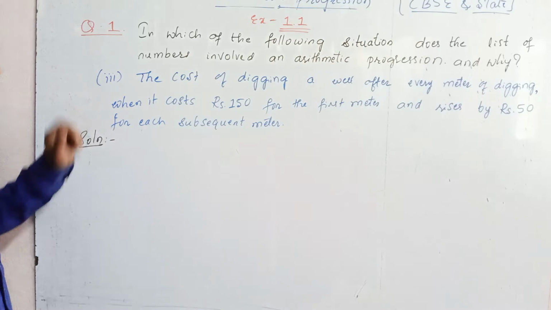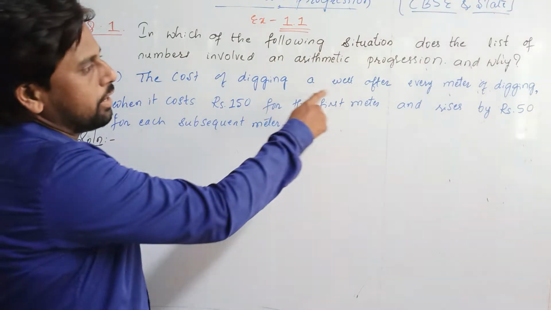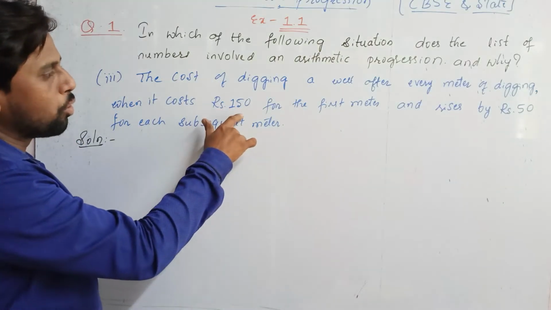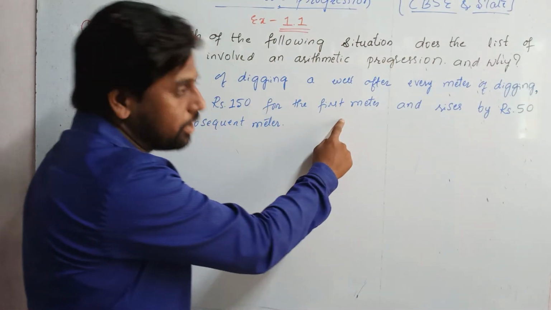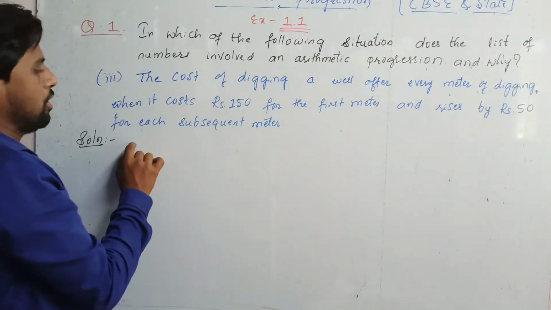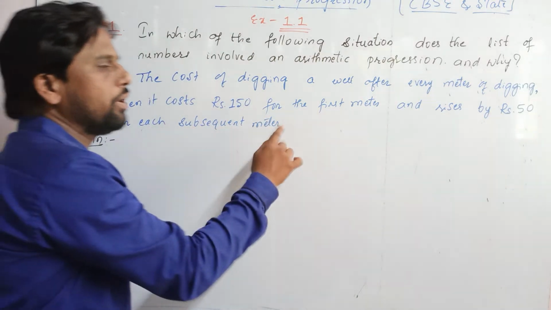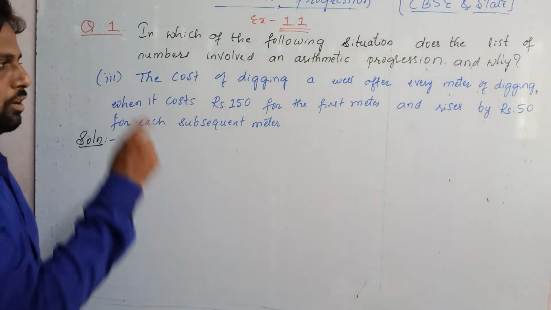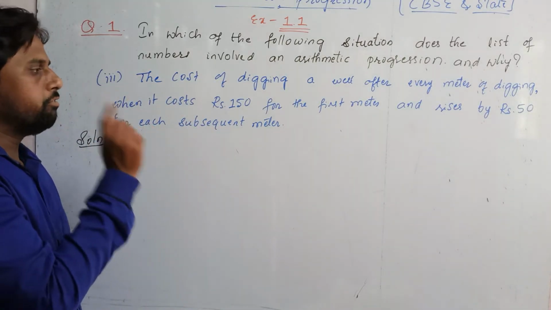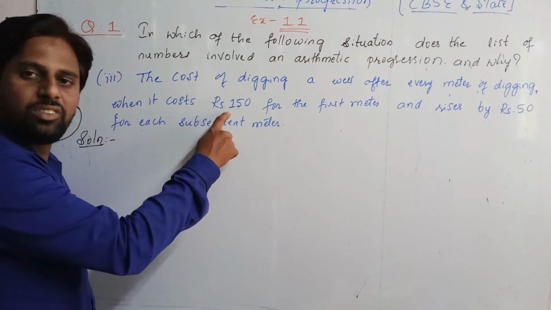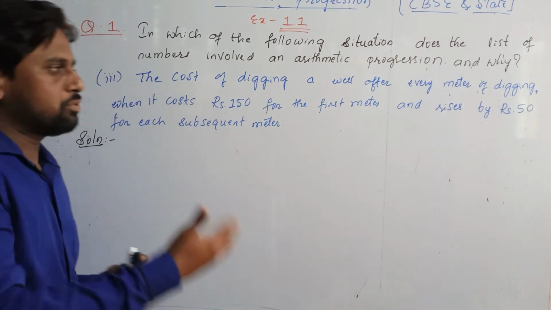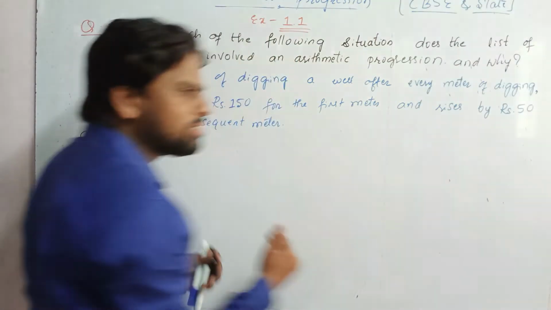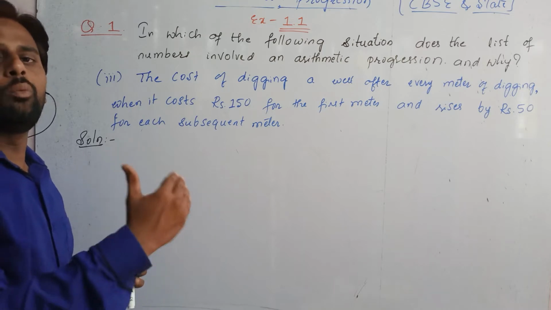Okay, let's go for the third situation. The cost of digging a well after every meter of digging, when it costs rupees 150 for the first meter and rises by rupees 50 for each subsequent meter. So what is the question going to explain here, students? A well is to be dug. For the first meter digging, how much rupees is it? 150. And the same for subsequent meters, no? For every subsequent meter there will be a 50 rupees rise.